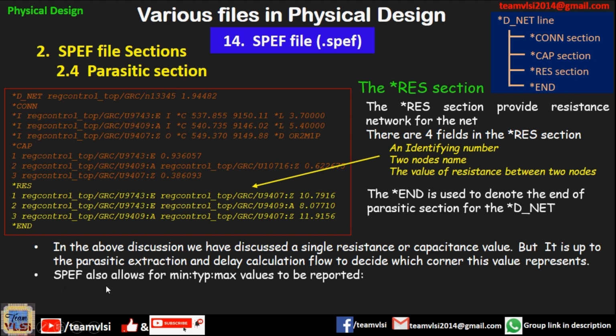So SPEF also allows for min, typical, max values to be reported. Example, here this is the identifying number followed by a node name having 3 capacitance values. This is the min value, this is the typical value, and this is the max value.